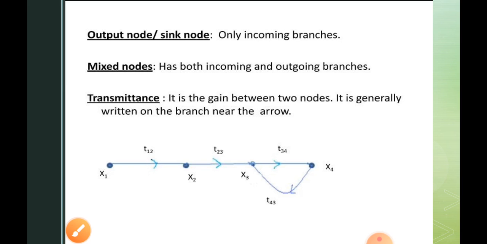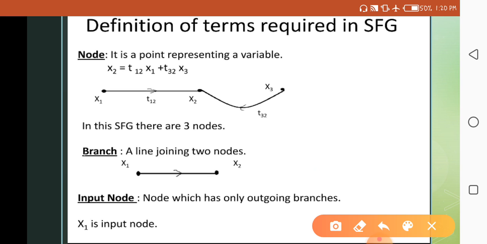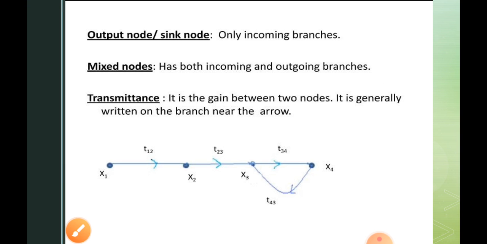Next, output node. An output node contains only incoming branches, so sometimes it is also known as a sink node. In the last diagram we saw the input node, and here we see x2. In x2 an incoming branch is represented, so x2 is the output node. What is a mixed node? A mixed node has both incoming and outgoing branches. A mixed node is generally represented between the starting point and the ending point.